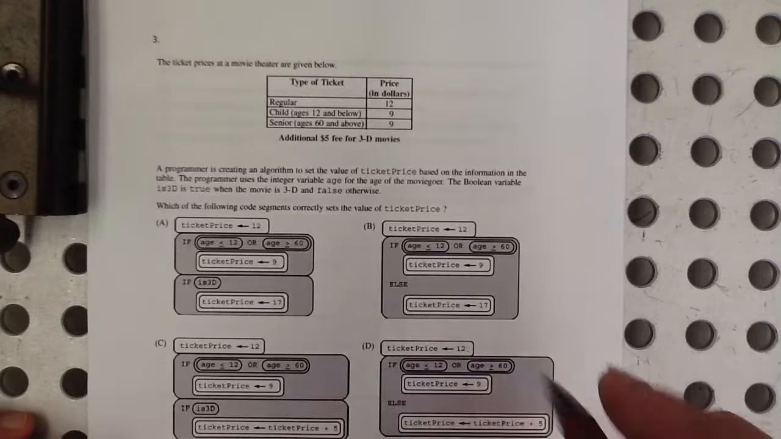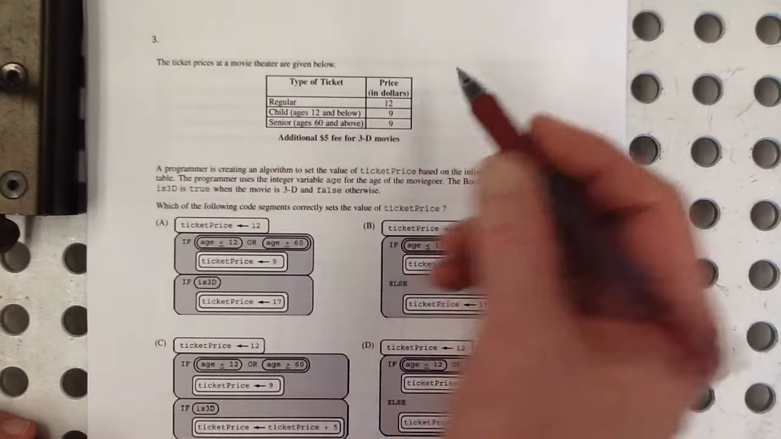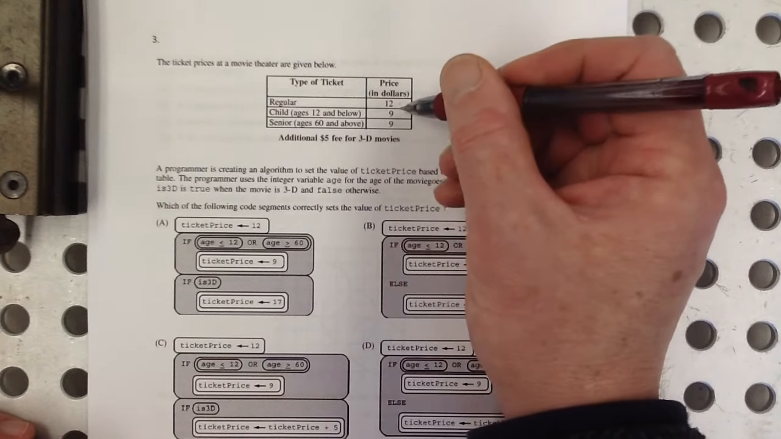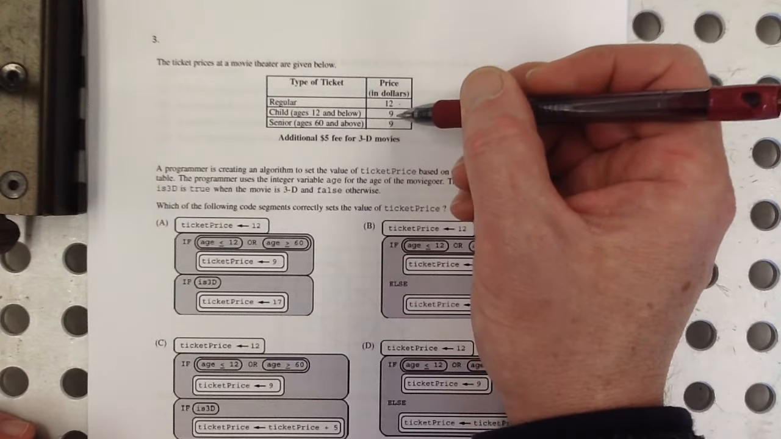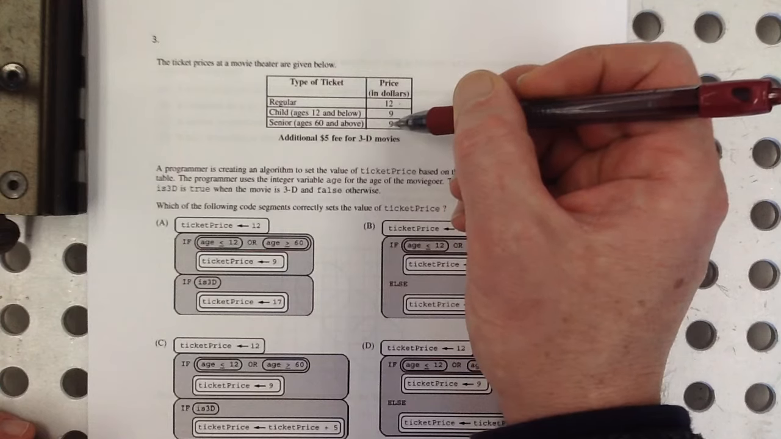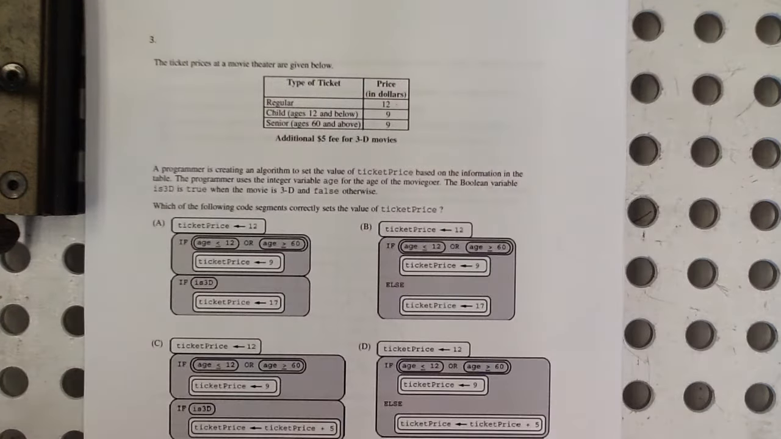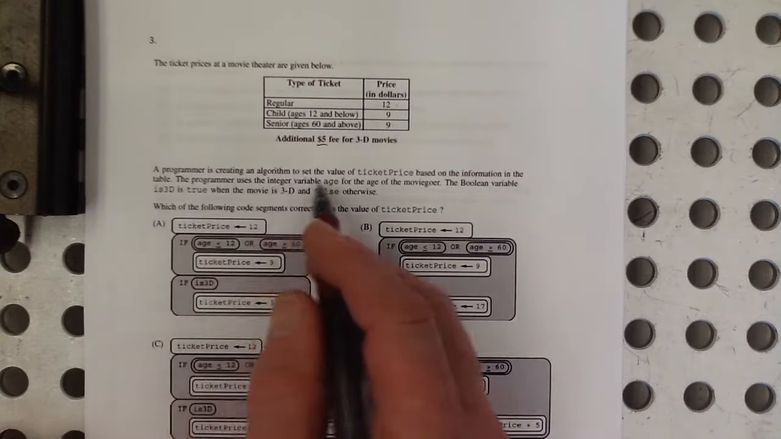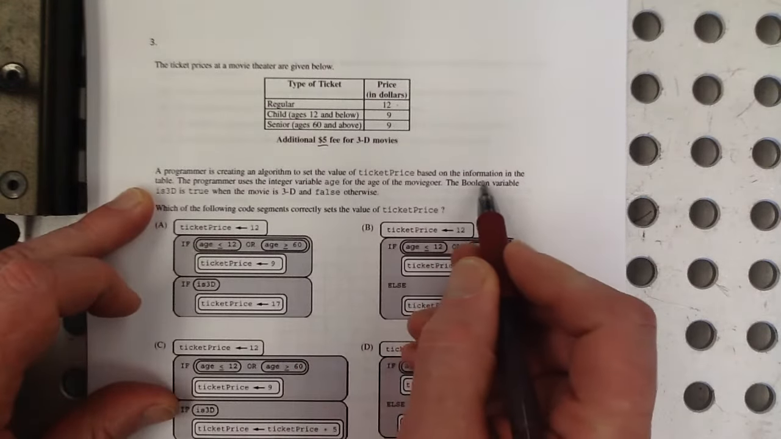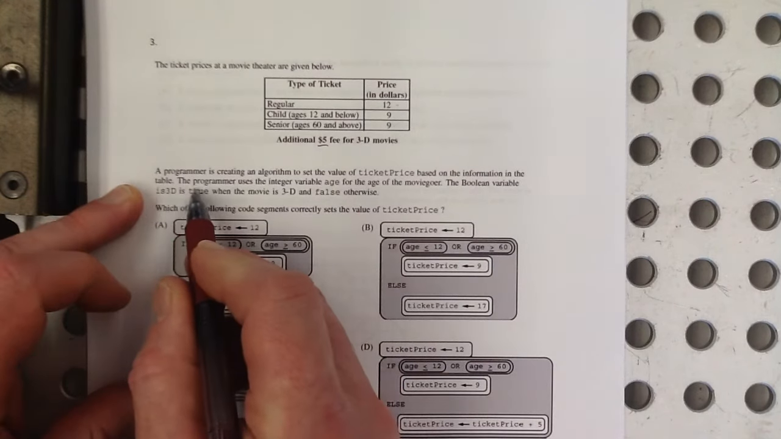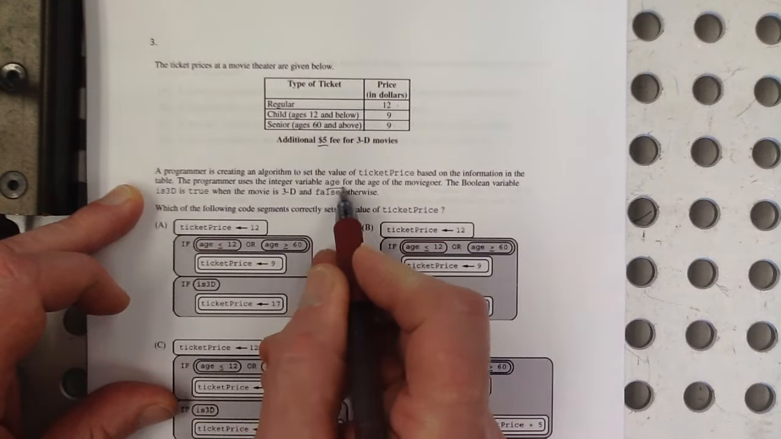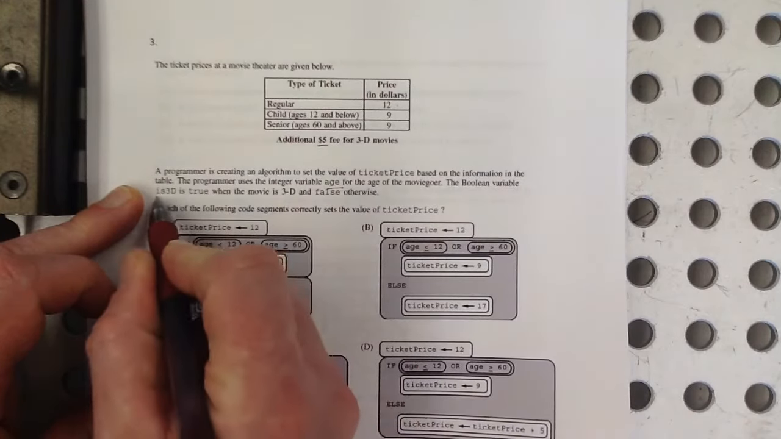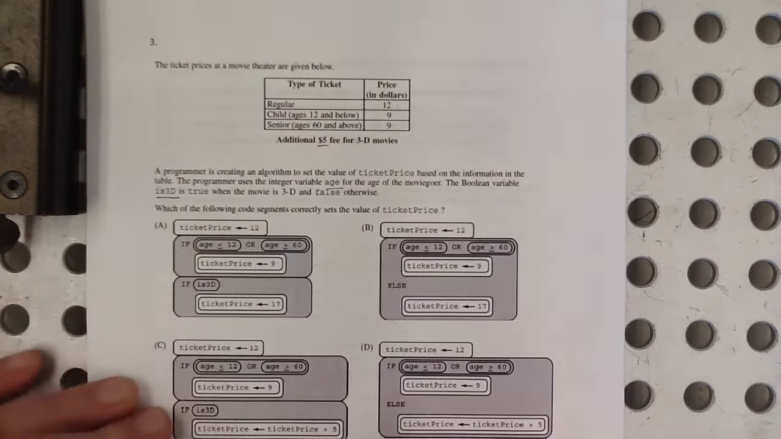All right. Ticket prices at a movie theater are given below. $12. Is that how much movies cost these days? Yikes. Children are $9, and seniors are $9 also, and $5 extra for 3D. Programmer is writing an algorithm to set the value of ticket price based on the information in the table. Programmer uses the integer value age, and the Boolean value is 3D true when the movie's 3D.